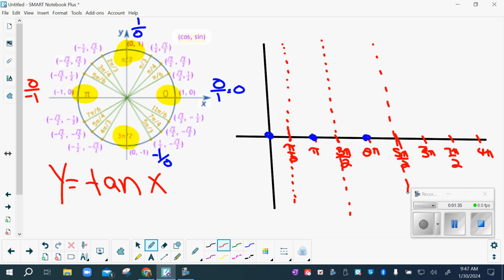And guess what's going to happen on the next one? We're going to hit 0, and we're going to hit another lava line. Every time I'm at anything divided by 2, I got a lava line. Now, if you remember what lava does, it means you can get really close to it, but you can't touch it. So here's what our tangent does.